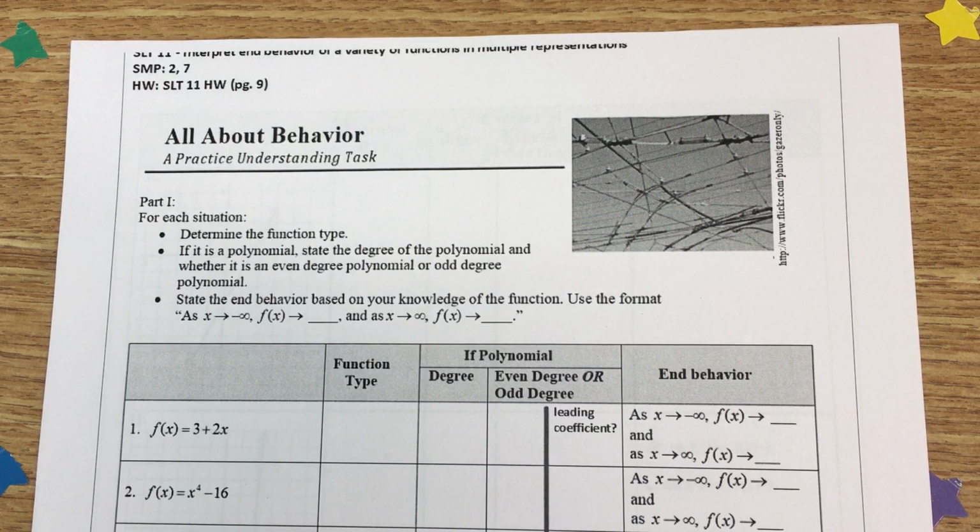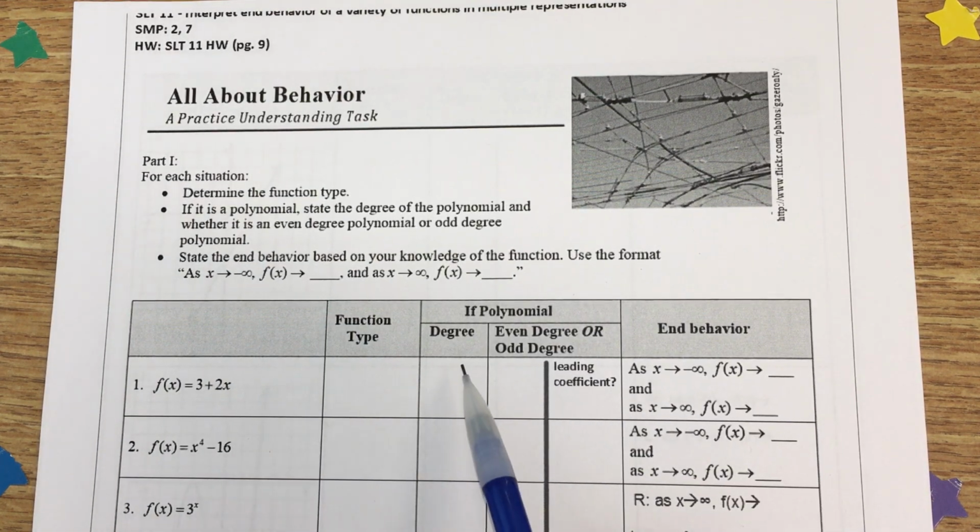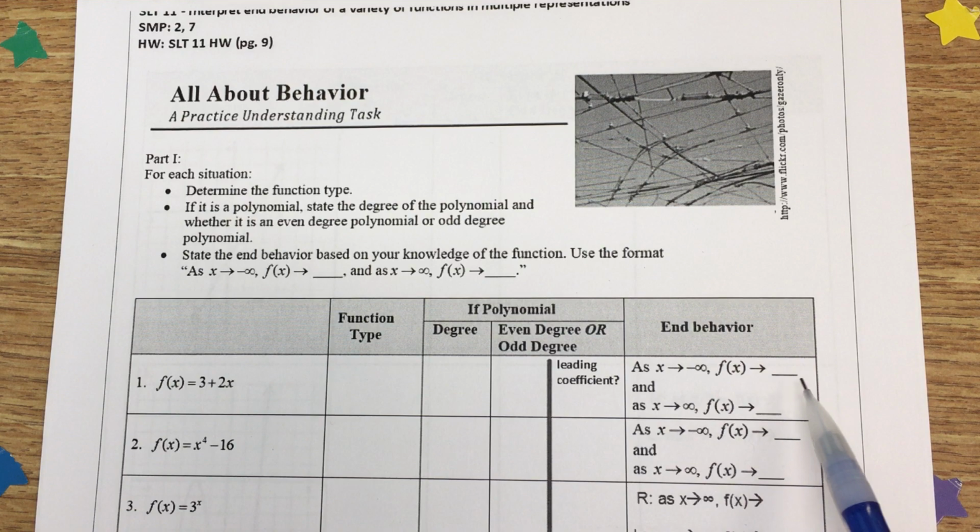Okay, so what I'd like you to do now is please open up your packet to where it says end behavior on page 5 and pause the video. And what I'd like you to do is go ahead and fill in the table. So fill in the function type, the degree, and if that degree is even or odd. I also would like you to add a column here for leading coefficient. And once you do that for each row, go ahead and fill in the end behavior.